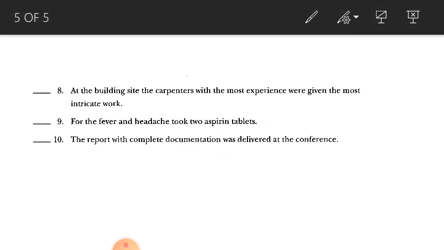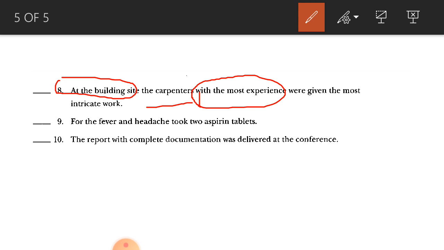Number 8. At the building site, the carpenters with the most experience were given the most intricate work. At the building site is the first prepositional phrase. The carpenters is the subject. With the most experience is another prepositional phrase. And were given is the verb, so this one is correct.